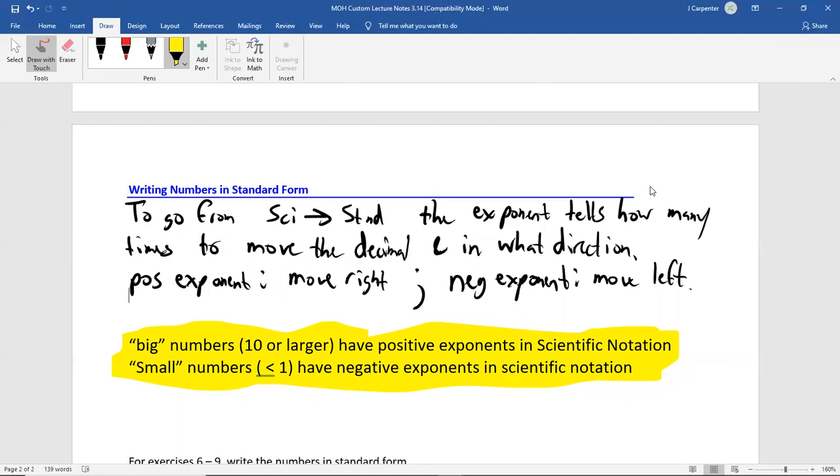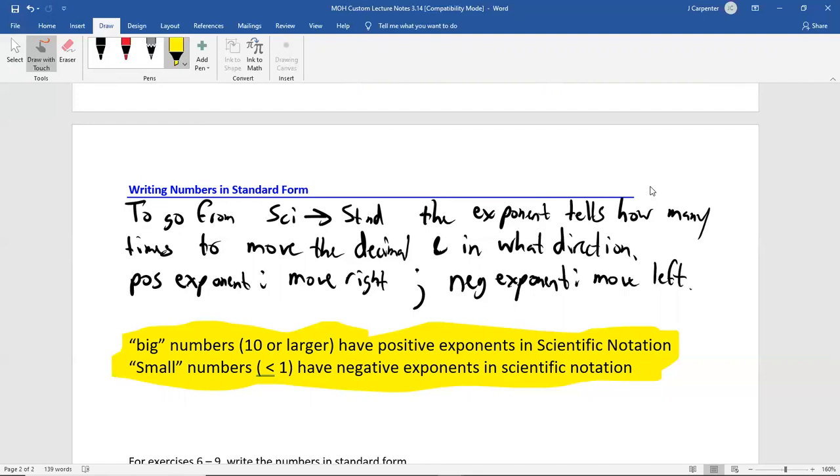So if I'm supposed to go from standard to scientific notation, if I have a big number, I know that I'll make it a positive exponent. If I'm starting in a standard number and it's a small number, if it's less than 1, I know I'm going to make a negative exponent. Or if I flip the script, if I start with scientific and I have to go to standard, if I see a positive exponent, I should be making a big number, something that's 10 or larger. And if I see a negative exponent, I should be making a small number, something that's less than 1, like 0.1 or 0.01 or 0.001.